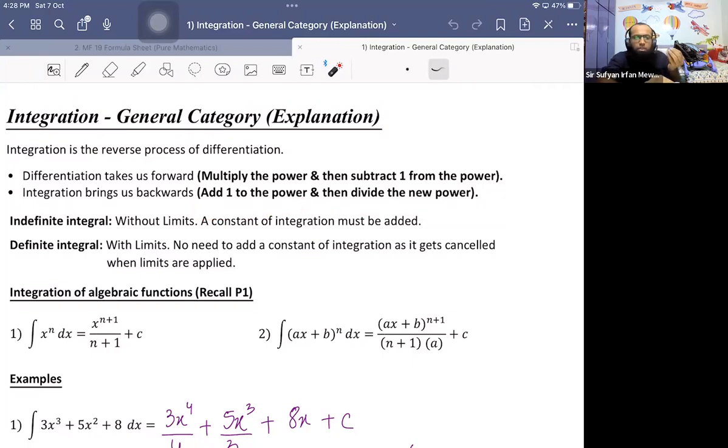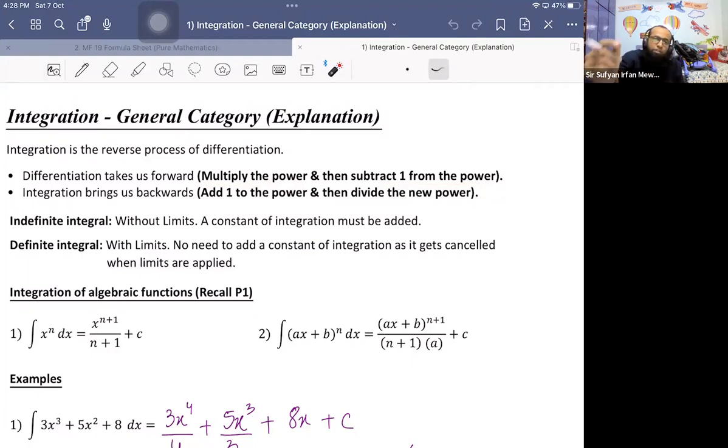First, we increase the power by 1. And the new power that we have obtained, we are going to divide by that. In differentiation, first we do multiplication, then subtraction. Over here, first we do addition, and then we do division. So integration is the reverse process of differentiation, as we can see over here as well.